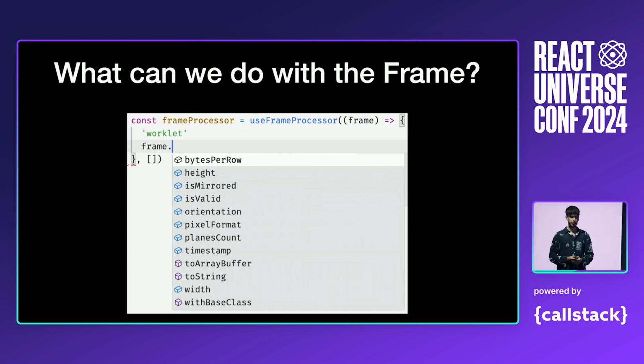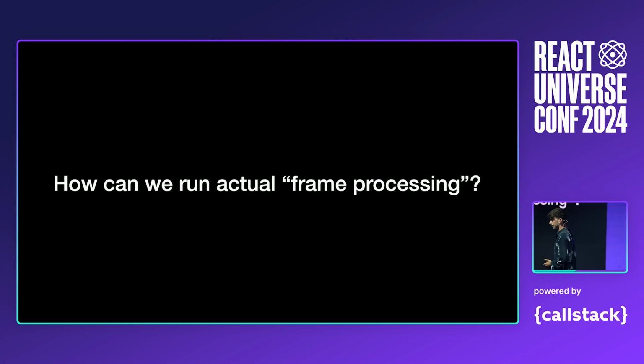So for example, the frame in a frame processor exposes a few properties. We can see bytes per row, height, is mirrored, all those kinds of properties, orientation, and a method toArrayBuffer, so we can actually get an array buffer from the frame. This is all fully implemented in C++. So there's no JavaScript layer in the frame. The frame is a C++ instance. OK, so we have a basic understanding of how it works and what a frame processor is. How do we do the actual frame processing now?